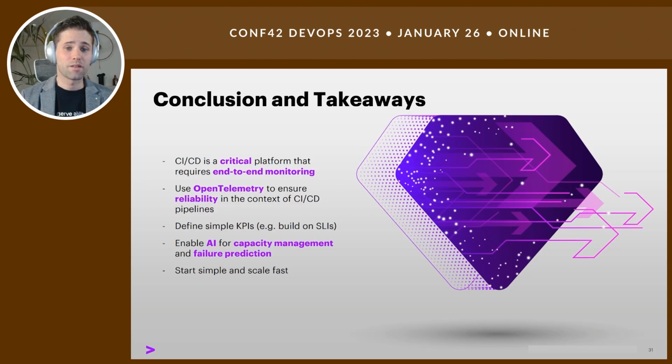Furthermore, we identified some relevant APIs that help us derive the state of our CI/CD platform. And finally, we applied AI to all this data in order to create some predictions and derive actionable insights. Why? Because our ultimate goal is failure prediction, which refers to the use of historical data in order to preempt failure before it actually occurs.